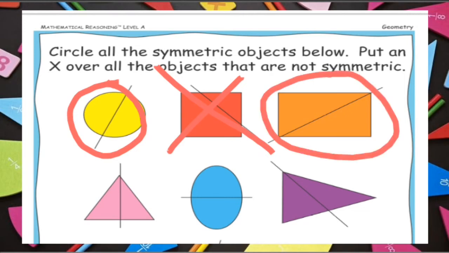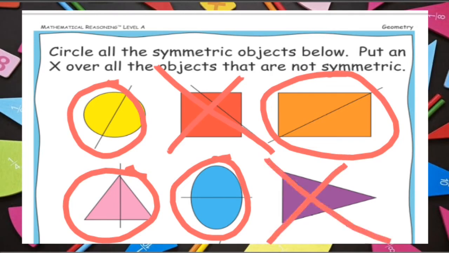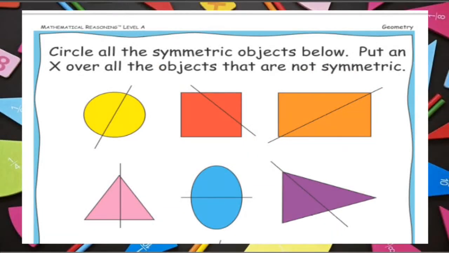What about the triangle? Yeah, circle it as symmetric because two equal parts. And this circle right here. What about this purple triangle? This is not a symmetric object because the line of symmetry is not splitting the object into two equal parts. So I'll cross it. Good. Clap for yourself.